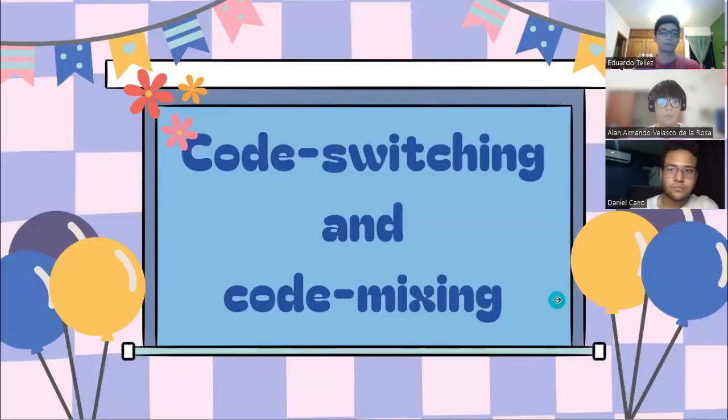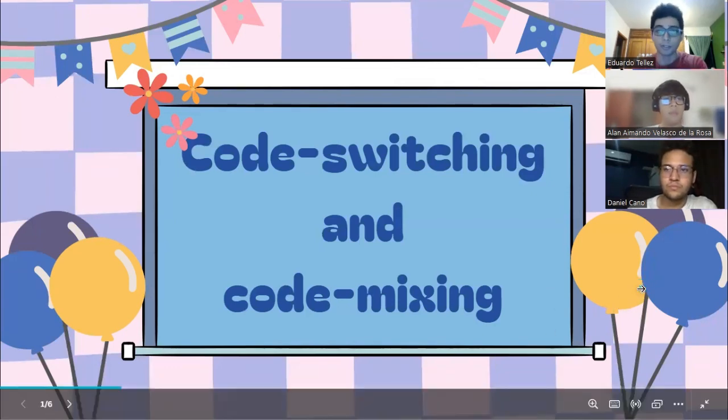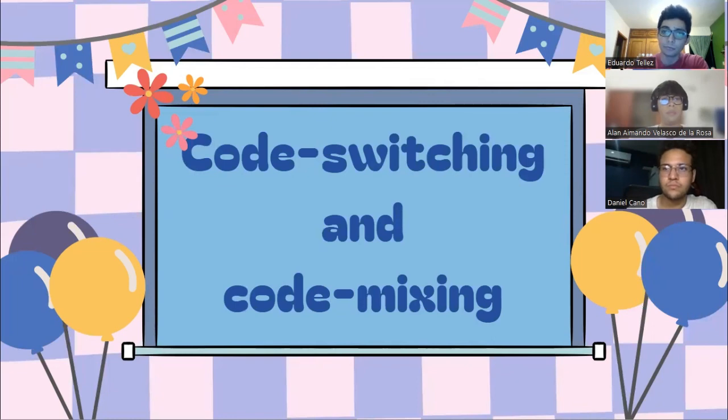Well, here we have the first slide, code switching and code mixing. What is the topic that we are going to talk about today? As we know, code switching, the topic we are going to start with, is this change that bilingual or multilingual people tend to make during some conversations. They tend to switch from one language to another, depending on a lot of factors and some situations that we are going to discuss next.